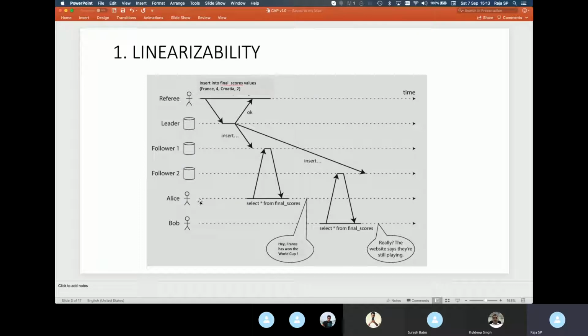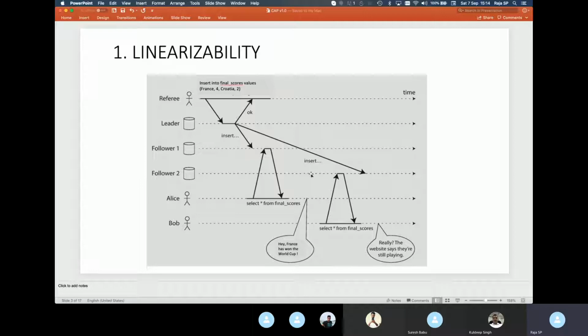Alice's phone is now connected to follower 1 by some means of routing. So when Alice refreshes the phone, because the update has already happened, the system will say France has won it. So Alice is now shouting in joy, France has won the World Cup. Upon hearing this, Bob is also refreshing his own phone. He couldn't believe what she says. So he's refreshing his phone, which is connected to follower 2.